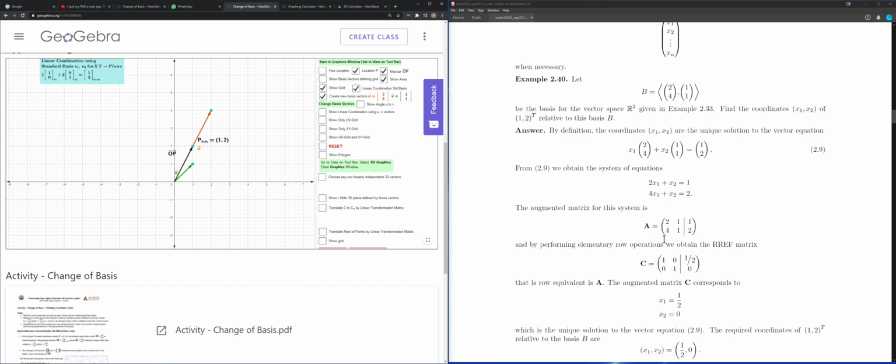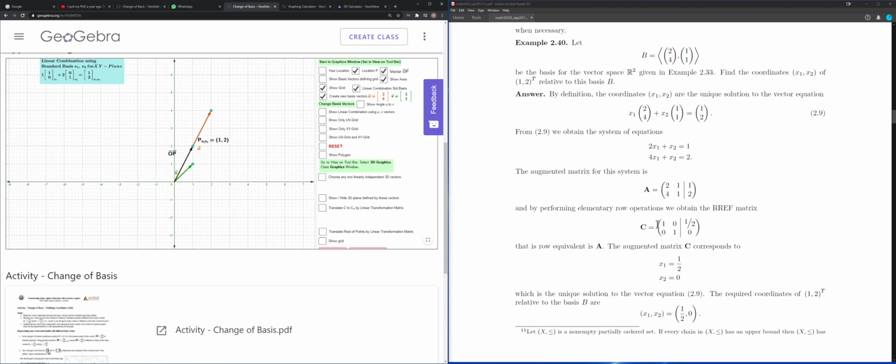You form an augmented matrix, apply Gauss-Jordan to get an RREF. You want to notice that this has a unique solution. You have no free variables over here. The variables of your system are x1 and x2, x1 is a pivot variable, x2 is a pivot variable. So you have no free variables, your system is consistent, so you're going to have a unique solution.